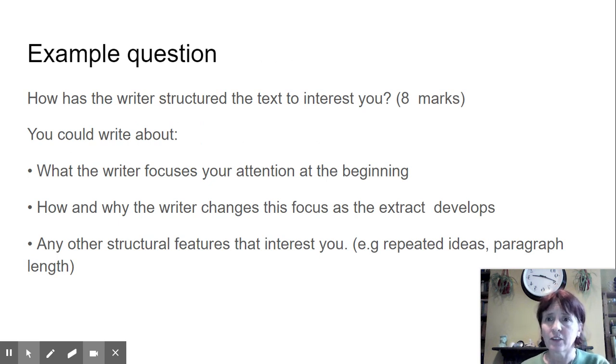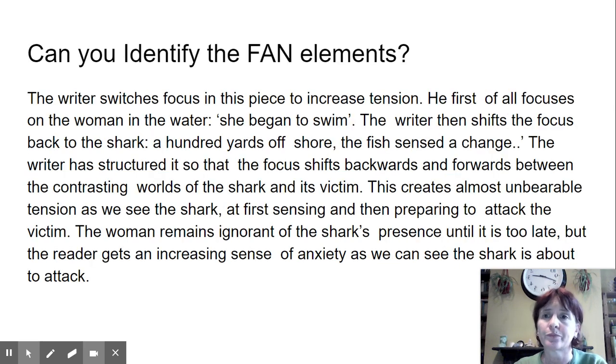So in the example question, how has the writer structured the text to interest you, for which you would get 8 marks? It will always say this in the exam. You could write about what the writer focuses your attention on at the beginning, how and why the writer changes focus as the extract develops, and anything else that interests you.